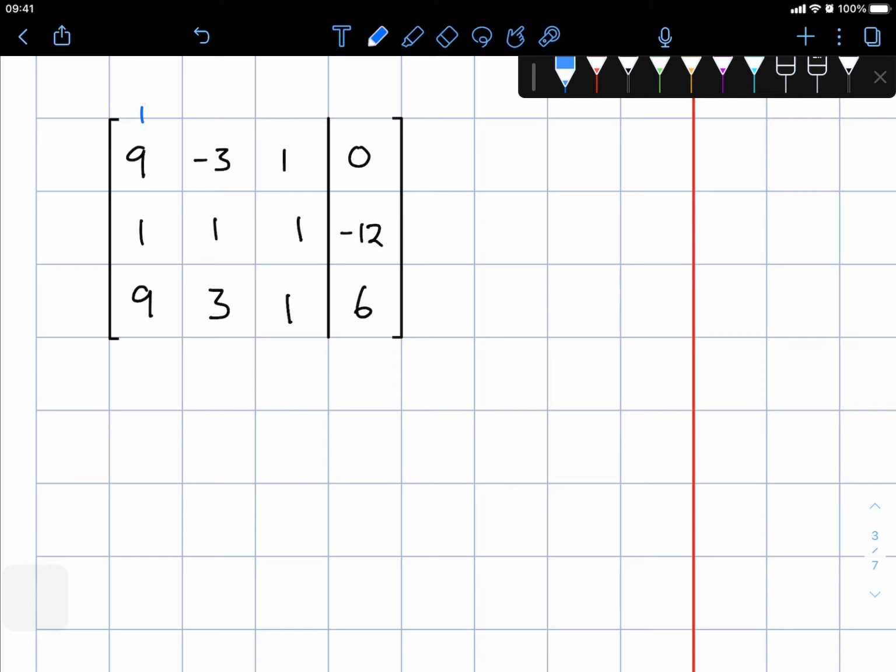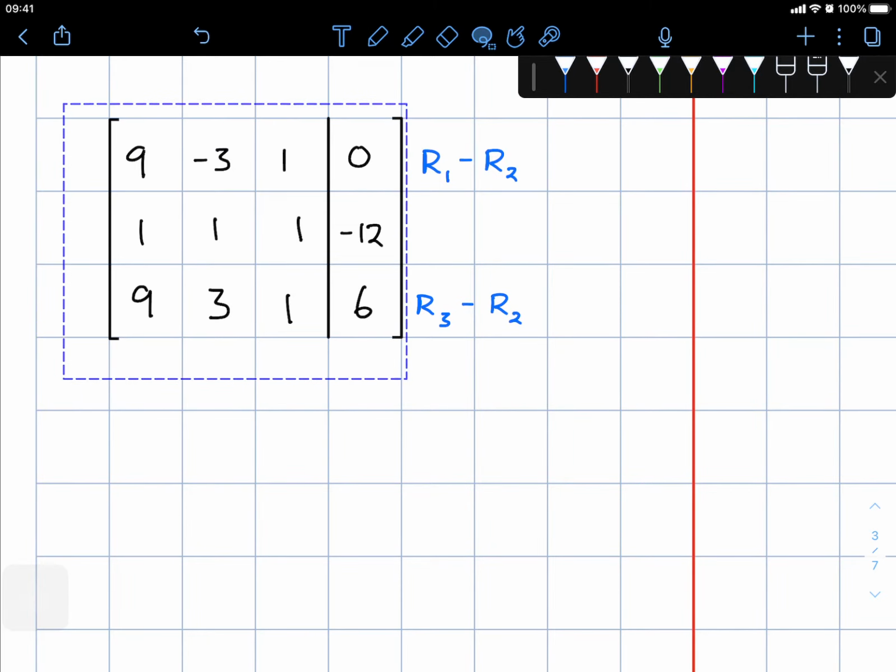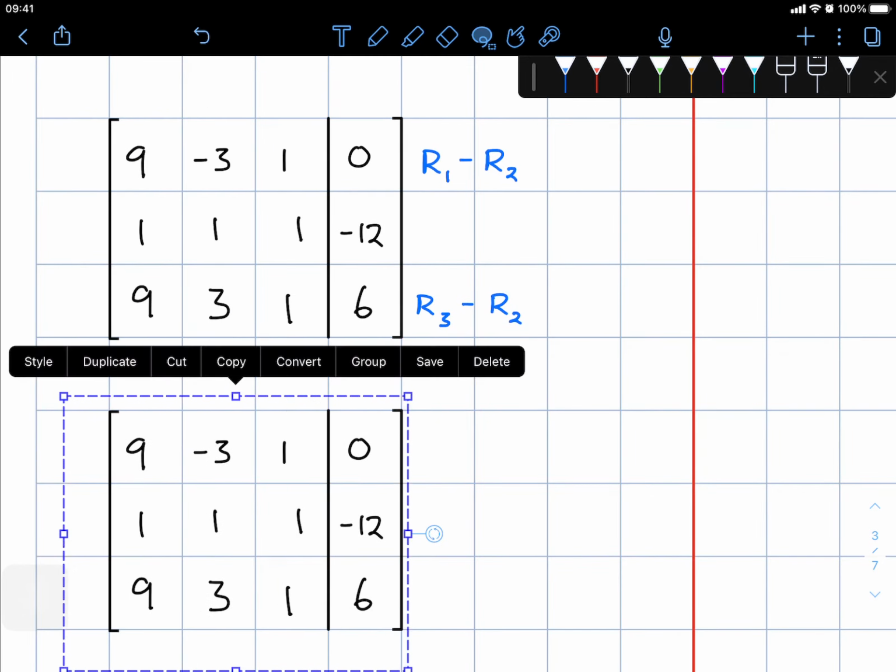But I'm going to show you how I would do this one here. For this, I would like to make this 0 first, and I can do that by doing 1 take away 1. So that's going to be row 1, so this entire row, minusing row 2. The same thing is going to be done for this. 1 take away 1 will give me 0. So row 3 take away row 2. I'm going to be doing those 2 operations in one go.